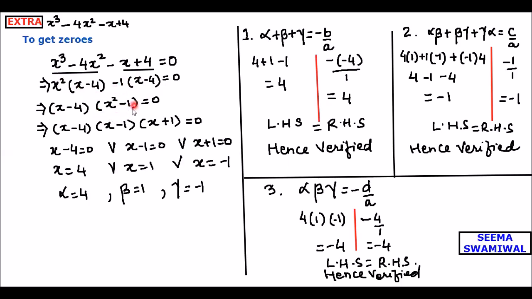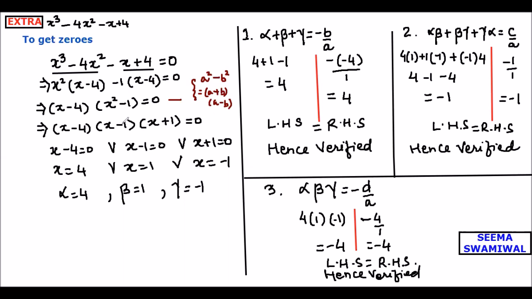Again you are able to see that one identity, a square minus b square, can be applied here. The first bracket will be as it is. Here you are applying that identity. Which identity are you using here? This is a square minus b square, which is equal to a plus b into a minus b. So using this identity, you can break it: x minus 1 and x plus 1 equal to 0.